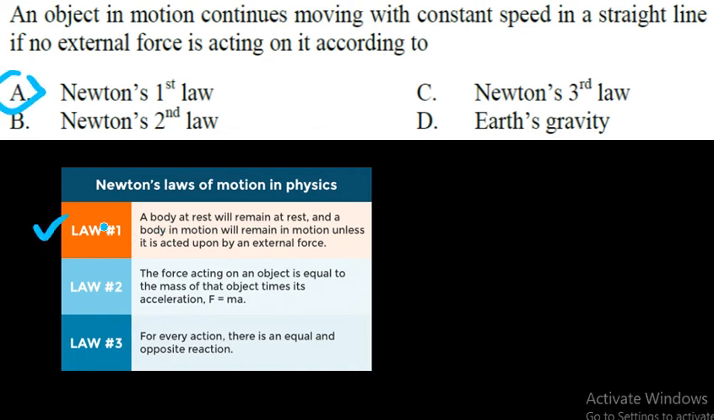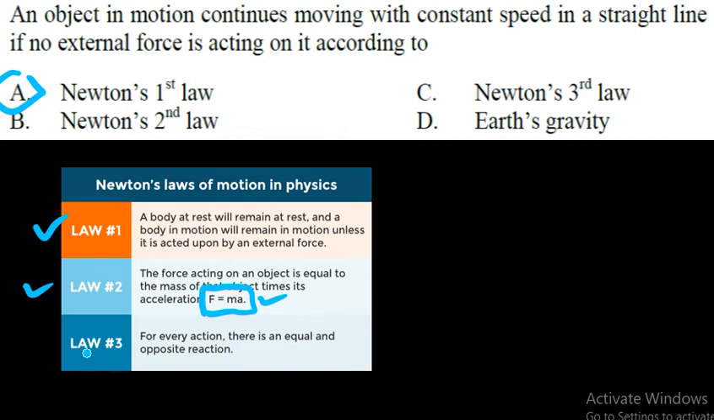Because as you see here, what does Newton's first law say? A body at rest will remain at rest, and a body in motion will remain in constant speed unless some unbalanced force acts on it. But second law, what does it say? The force acting on an object is equal to the mass of the object times its acceleration. Force is equal to mass times acceleration. This is the law of motion.